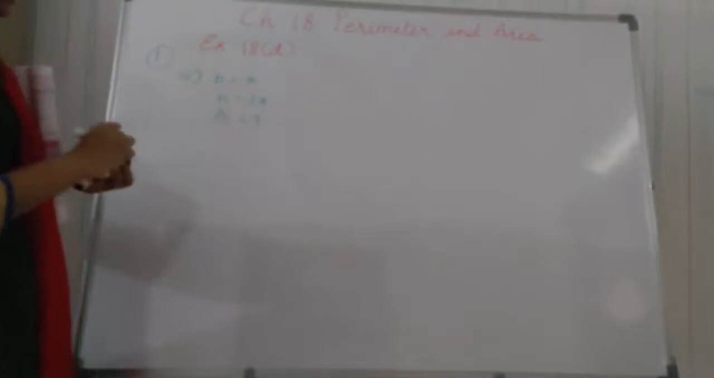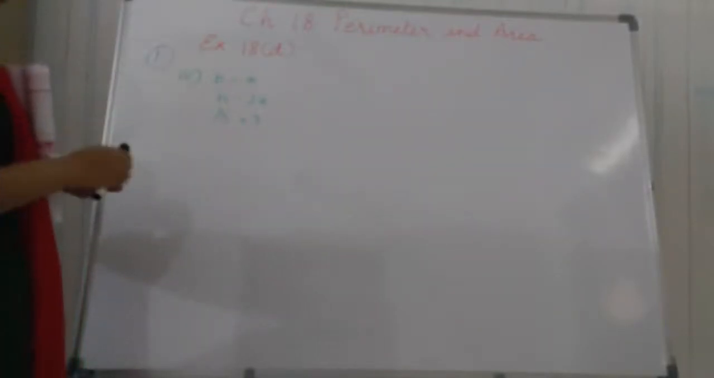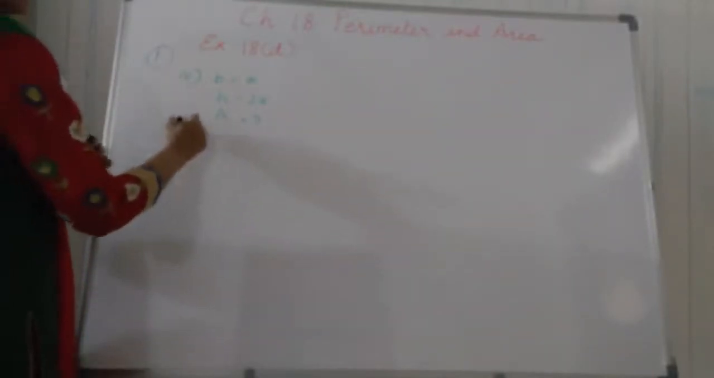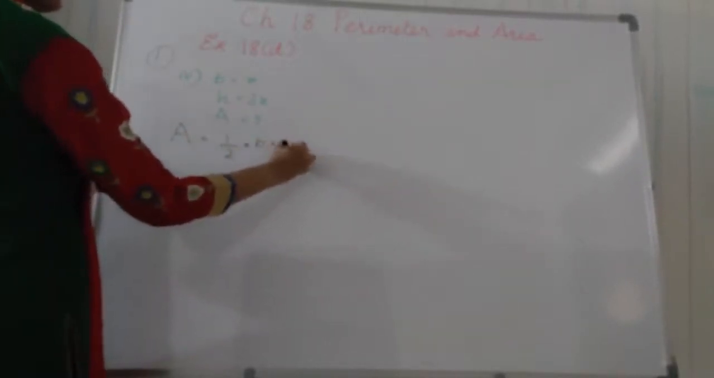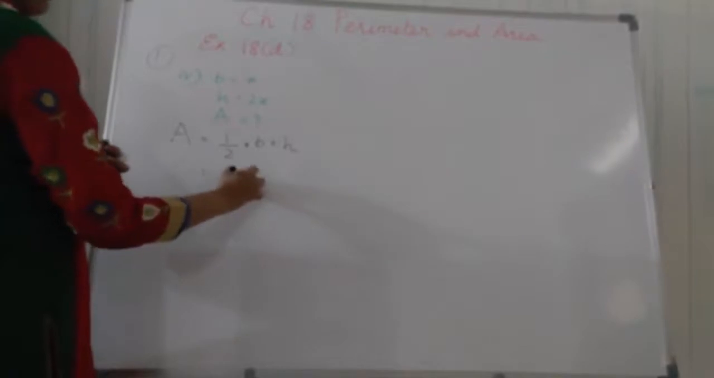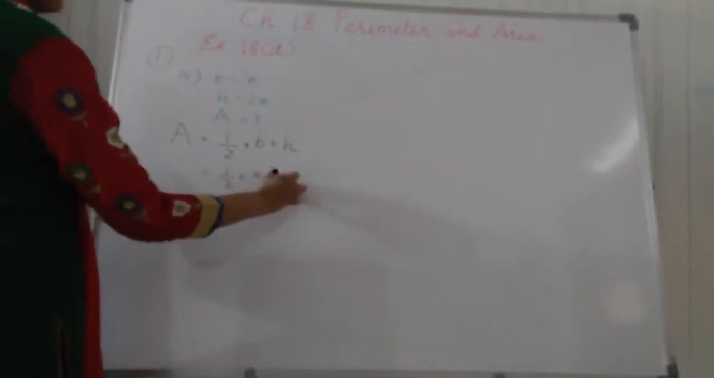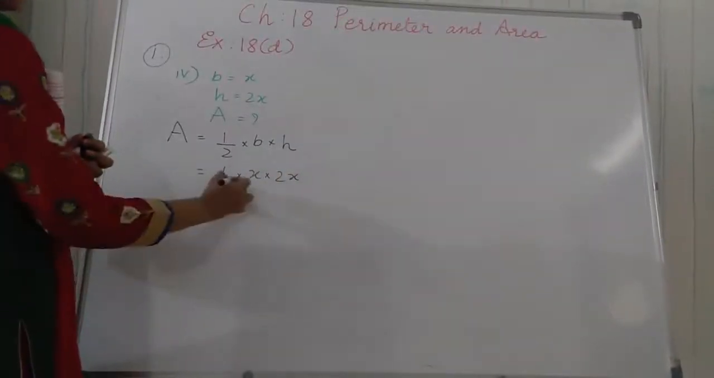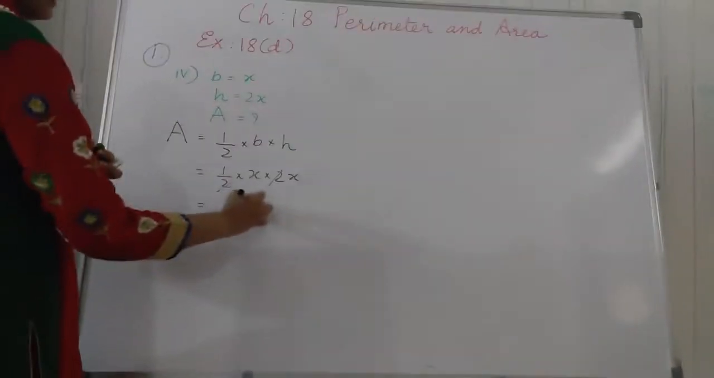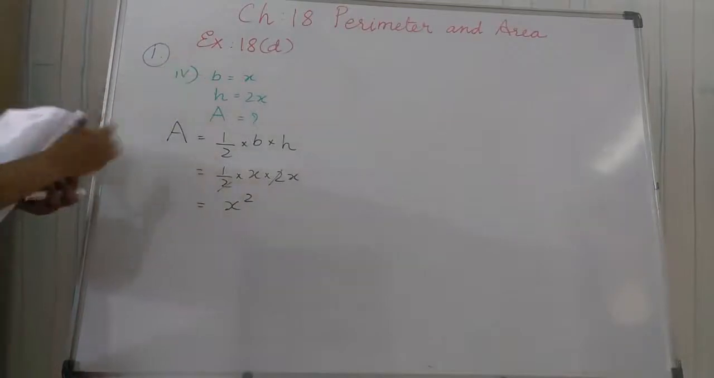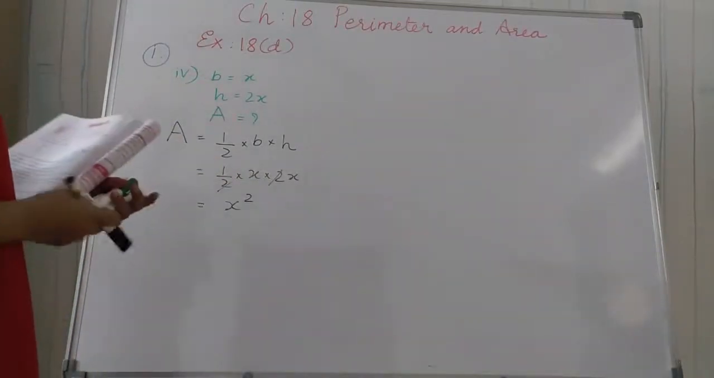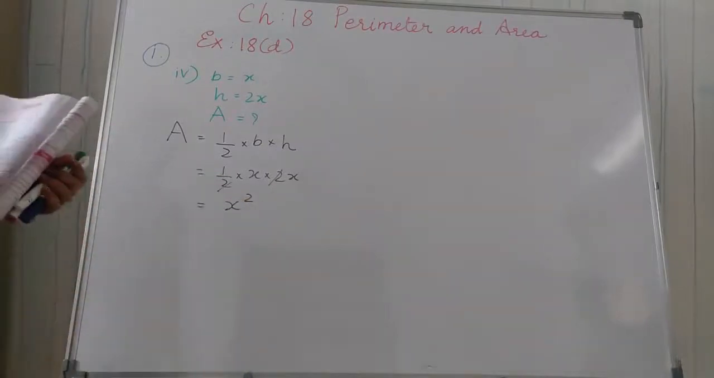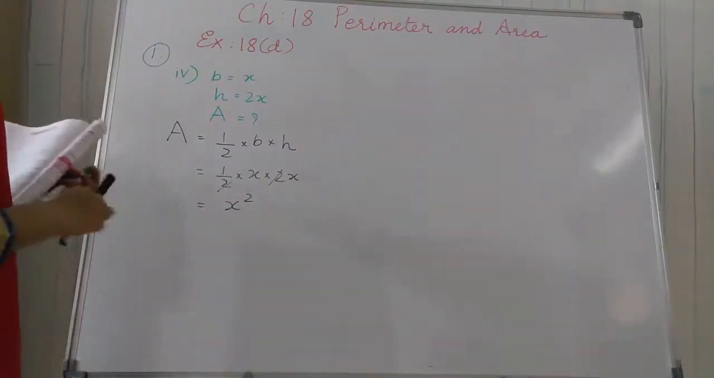So this is question 4. I will solve it for you here. Area formula is equal to half base into height, correct? Is equal to half, b value x and h is 2x. So now 2 gets cancelled here. x multiplied by x becomes x square. There are no units given to you, centimeter or meter. So you also do not put them here, or you can write square units if nothing is given.